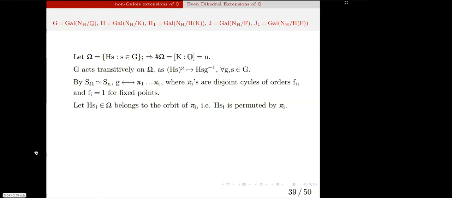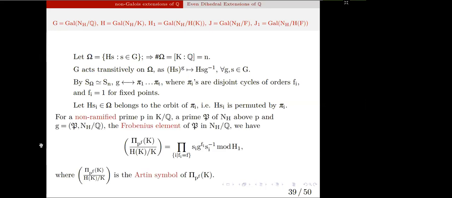Corresponding to an arbitrary element of the Galois group, we can find for each i a right coset HS_i belonging to the orbit of π_i, where π_1 to π_t are disjoint cycles of order f_i. By cycle, I mean a permutation in the symmetric group on n symbols, denoted by S_n. Note that all this computation works for an arbitrary number field, but here there is an exception for even dihedral number fields, as we will see.